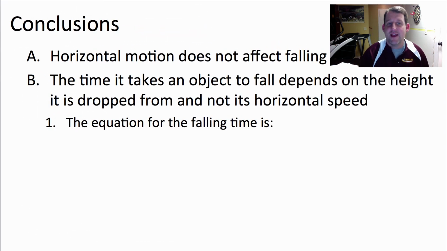So our conclusion today, two-part, is that first, horizontal motion does not affect falling. So if you're moving sideways, that won't change how you fall. You fall the same no matter what. Then also, the time it takes an object to fall depends only on the height it's dropped from, not any kind of sideways motion. And the equation for falling time, how long it takes to fall from a certain height, is given by the following. So we know this equation.